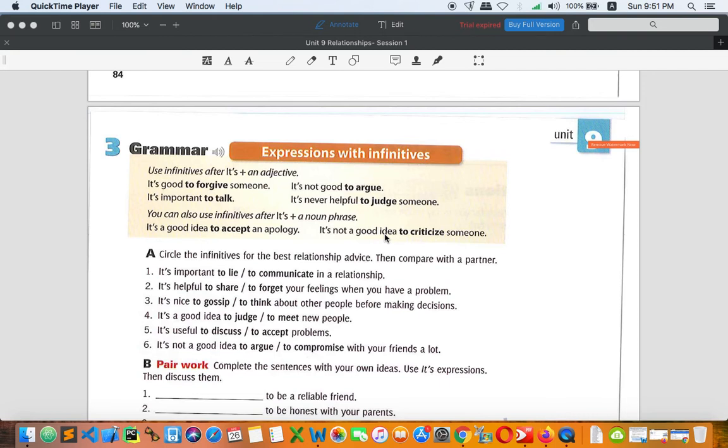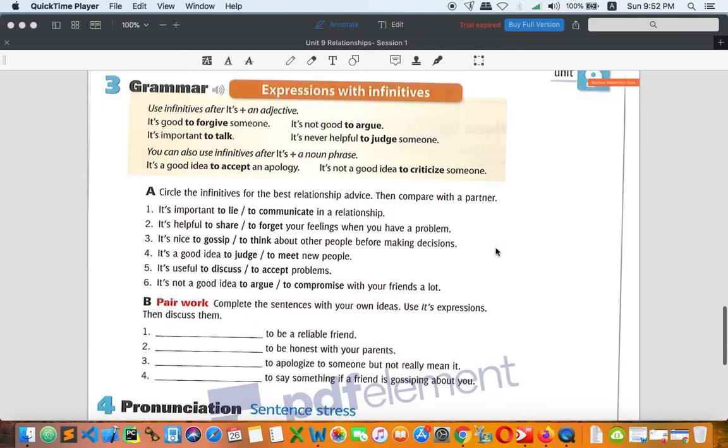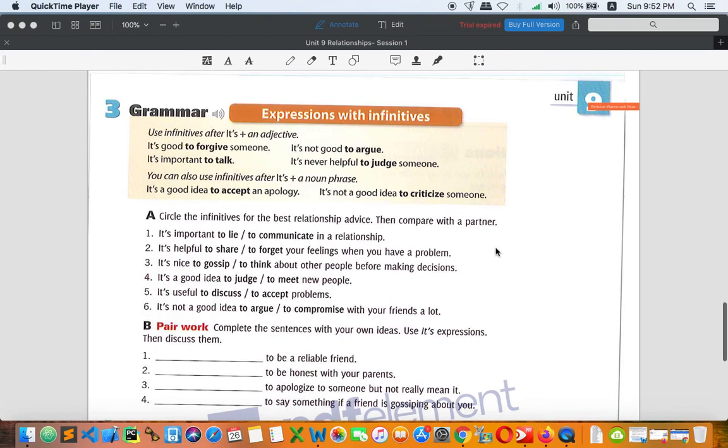But after a noun phrase or adjective, you can use the to infinitive. Actually, you can use many different ways, but in this lesson we want to focus on the infinitive, so that you can use adjective and infinitive or noun phrase with infinitive. Okay, it is a good idea to accept an apology. It's not a good idea to criticize someone. Okay, all right, so let's go to exercise A.